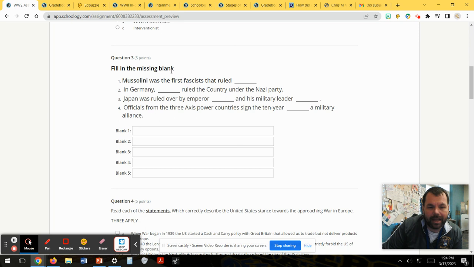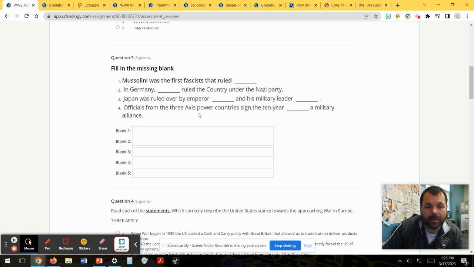Find the missing blank. This will be the chart that you filled in for number two GO. It'll have the answers to these. Looking for their last name, or I'm sorry, looking for what they did. So Mussolini was the first fascist that ruled. This is going to be the country that he ruled. In Germany, blank. So who was the ruler of Germany who ruled the country under the Nazi Party? Japan was ruled over by Emperor blank, so looking for a name, and his military leader blank.